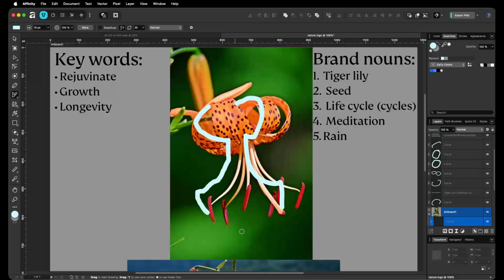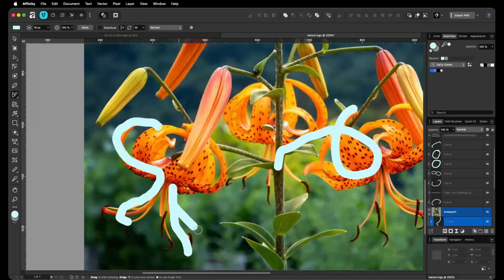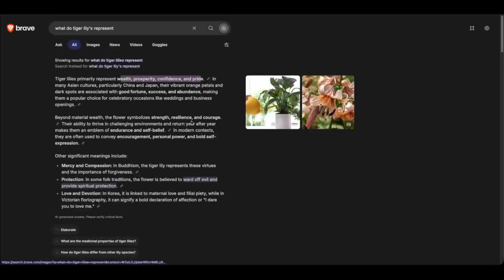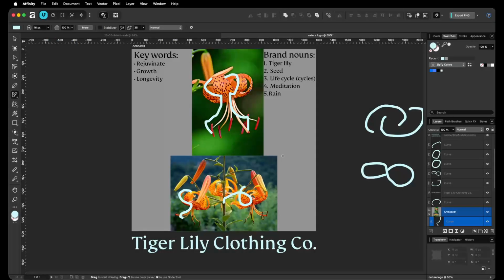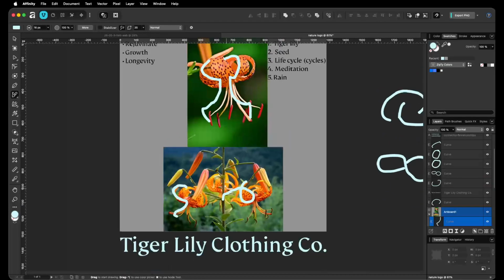And so far what I'm coming across is using either the stem or these, I'm just going to call them antennas. Hold on. Okay, it was bothering me. I had to look it up. It's called a stamen. The things that stick out are stamens. And also the tiger lilies represent wealth, prosperity, confidence, and pride. Which is great because as a company, we want people to feel confident and proud to wear our clothing. So anyway, continuing on. We have the curved petal and then we have the stamens coming out. So we can build off of that.